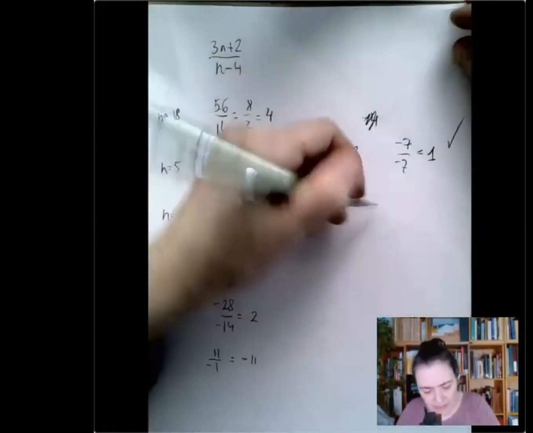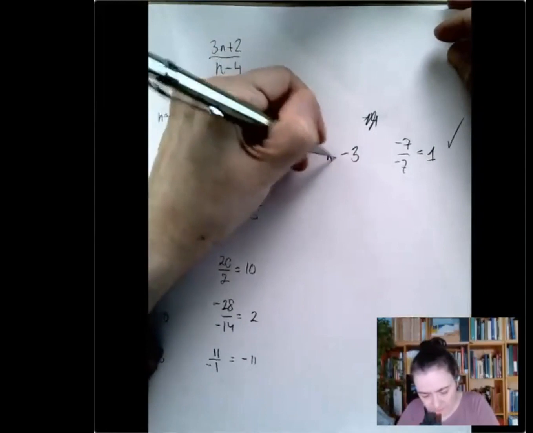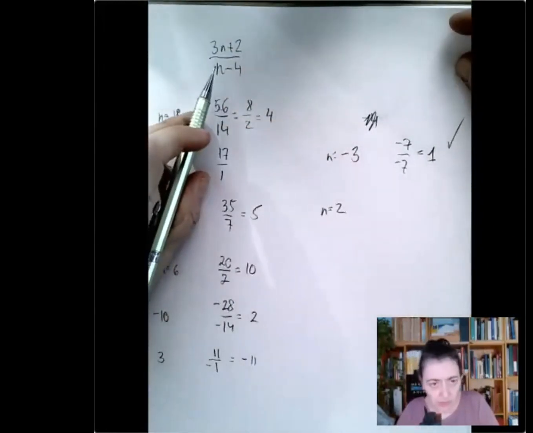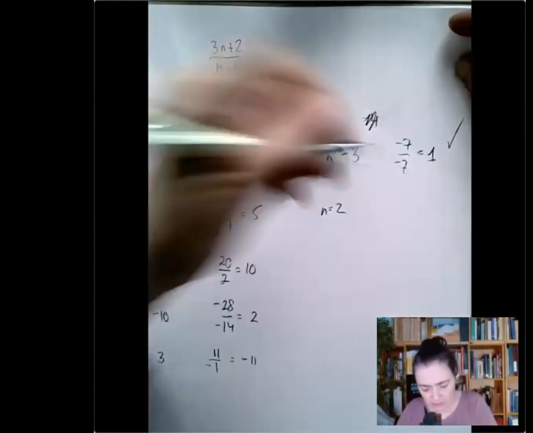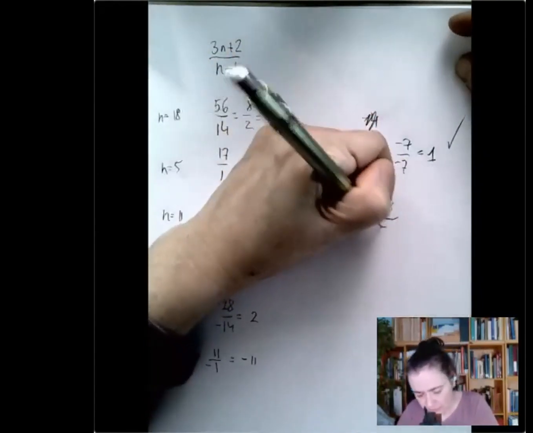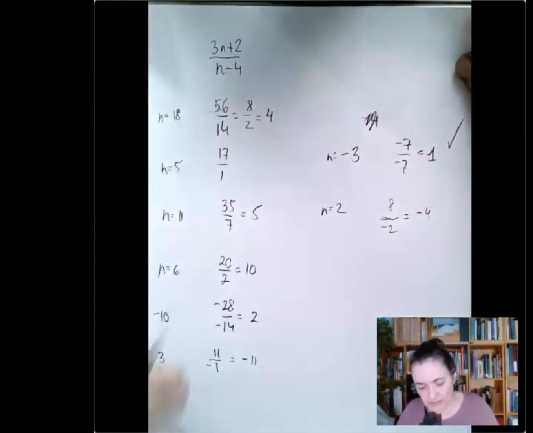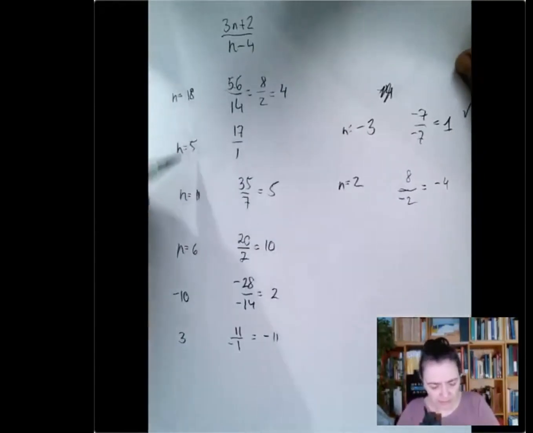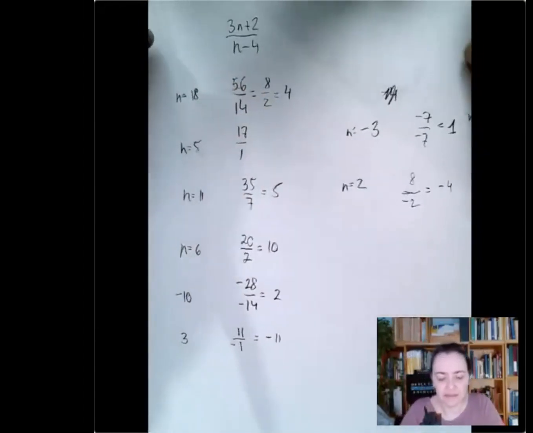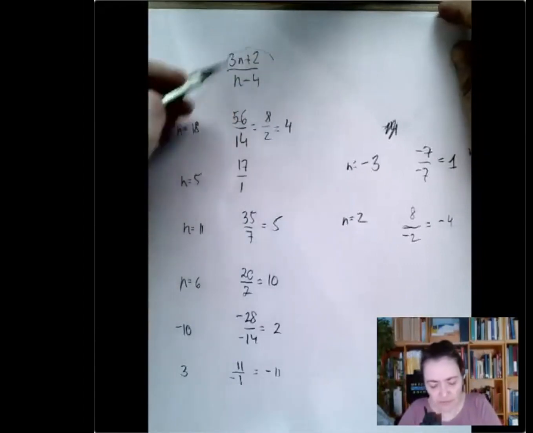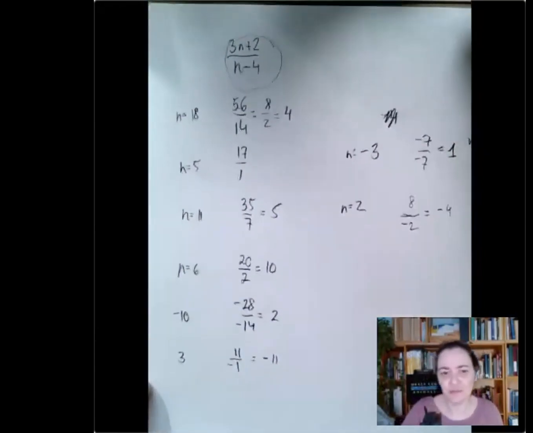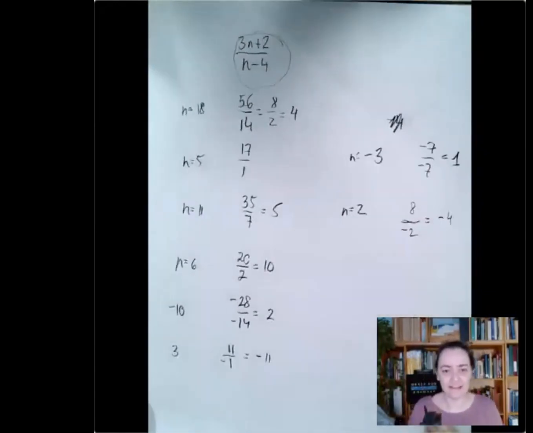And then 2 is the last one. So 3 times 2 is 6 plus 2 is 8 divided by negative 2. Negative 4. So that's it. There are 8 numbers. These 8: 18, 5, 11, 6, negative 10, 3, negative 3, and 2, for which this expression will happen to be an integer. And also, it's good to check. Thank you for watching.